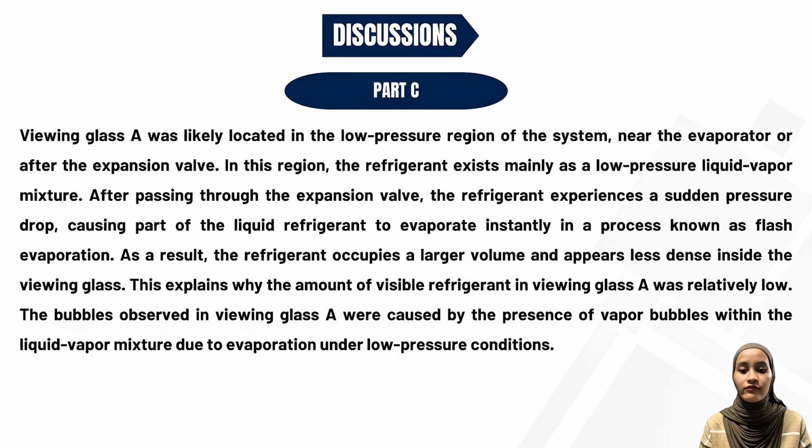In this region, the refrigerant exists mainly as a low pressure liquid-vapor mixture. After passing through the expansion valve, the refrigerant experiences a sudden pressure drop, causing part of the liquid refrigerant to evaporate instantly in a process known as flash evaporation. As a result, the refrigerant occupies a larger volume and appears less dense inside the viewing glass. This explains why the amount of visible refrigerant in viewing glass A was relatively low. The bubbles observed in viewing glass A were caused by the presence of vapor bubbles within the liquid-vapor mixture due to evaporation under low-pressure conditions.